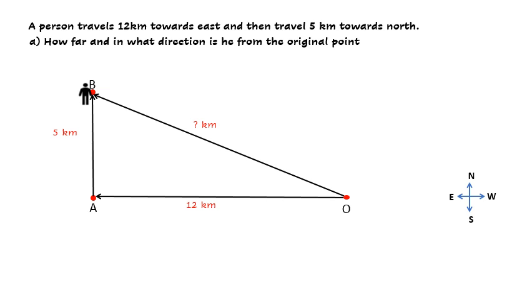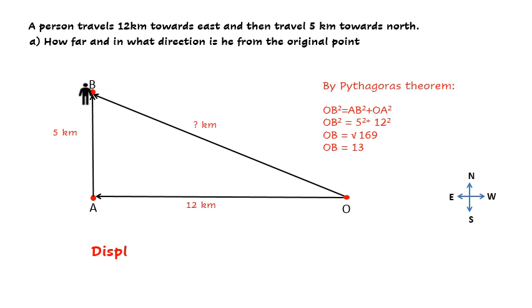Since OAB is a right angle triangle, we can apply the Pythagoras theorem to find out the hypotenuse. By Pythagoras theorem, OB square is equal to AB square plus OA square. Hence, OB is equal to 13. The person is 13 km northwest from his original reference point.